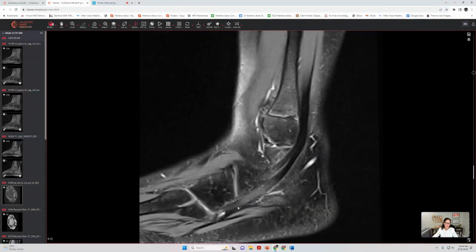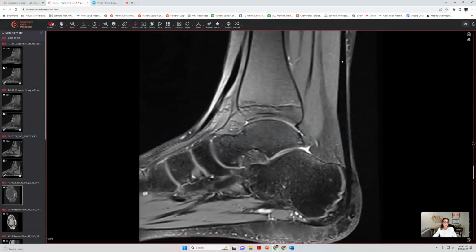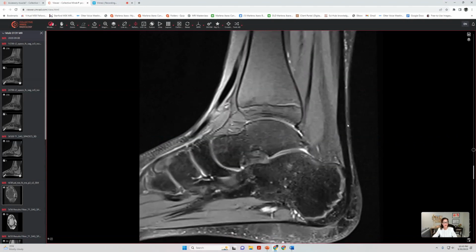That's artifact where signal is given off when TEs are less than 20. When the tendon is at an angle that's at 55 degrees to the main magnetic field, it can give off a spurious signal. Moving further into our sagittal imaging, we can appreciate our Achilles tendon. And the Achilles tendon is seen very well sagittally.